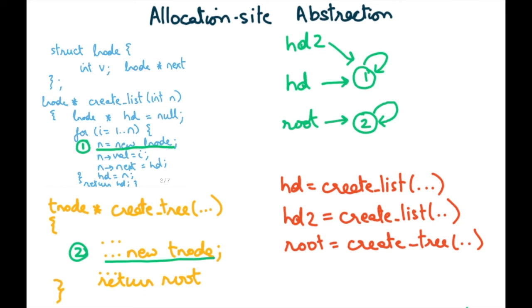So allocation site is working better for the examples that we have discussed so far, but even it has imprecisions, and we have seen one example of an imprecision. We're going to see ways to get rid of these imprecisions later on.